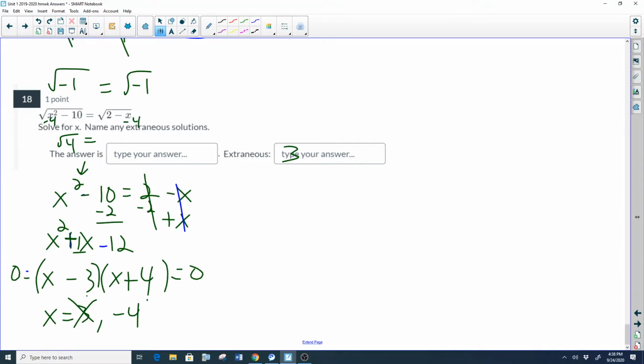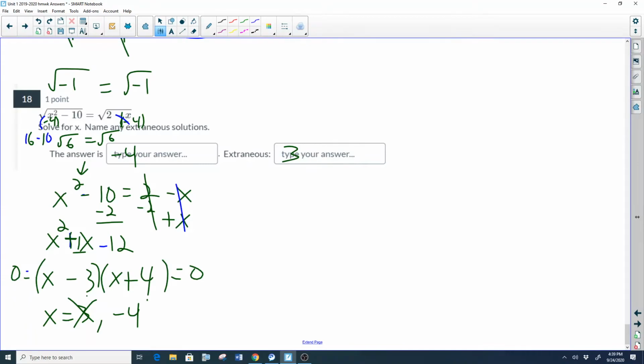Wait a sec. 16 minus 10 is not 4, it's 6. So plug it in there. Negative 4 squared is 16. 16 minus 10 is 6. And then on this side, negative negative is a positive, so that becomes positive. 4 plus 2 is 6. Yeah, so definitely, the negative 4 works.